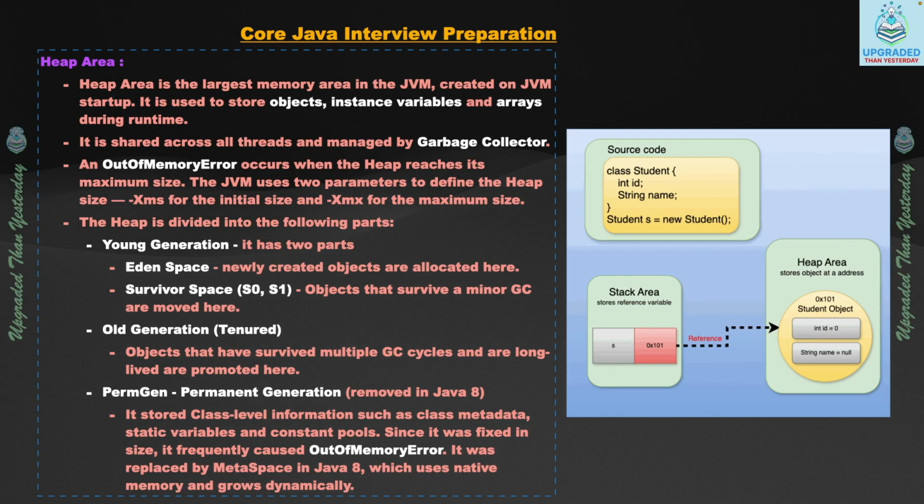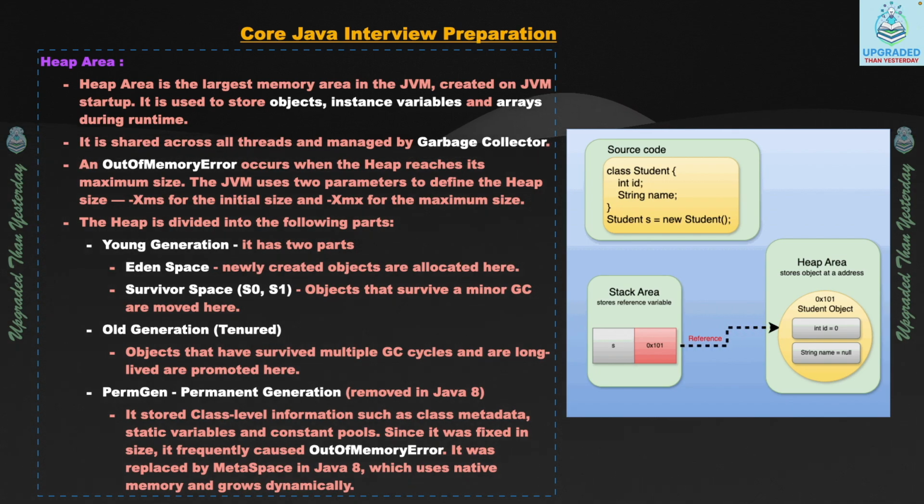However, if no objects are eligible for removal and if new objects continue to be added, the heap will eventually reach its maximum size limit, and throw an out of memory error. The heap is divided into two parts, young generation and old generation. When an object is created, it lives in young generation area.